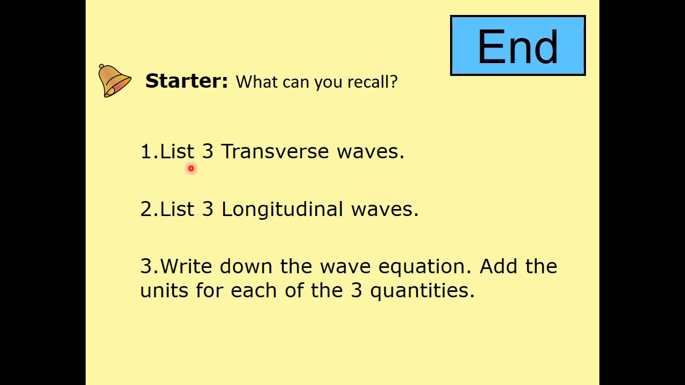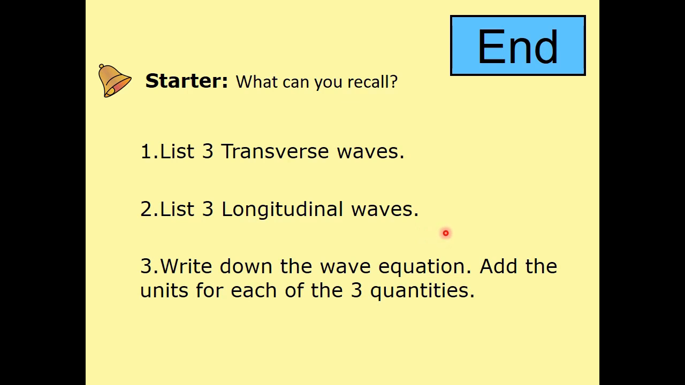So 3 transverse waves then, so you could have water waves, you could have any of the 7 waves from the electromagnetic spectrum, so radio, microwave, infrared, visible light, ultraviolet, X-rays, gamma rays, any 3 from that list. You could have mechanical waves on a slinky as well, because you can produce transverse and longitudinal waves with a slinky. Ultrasound and sound are the best 2 to remember for longitudinal.